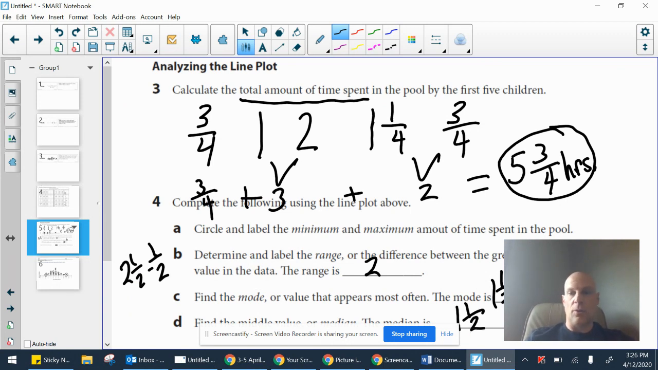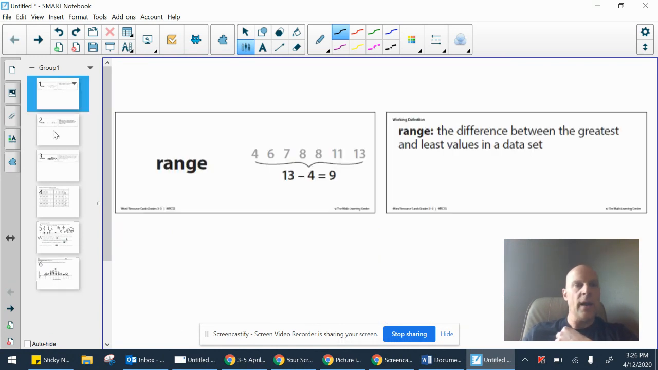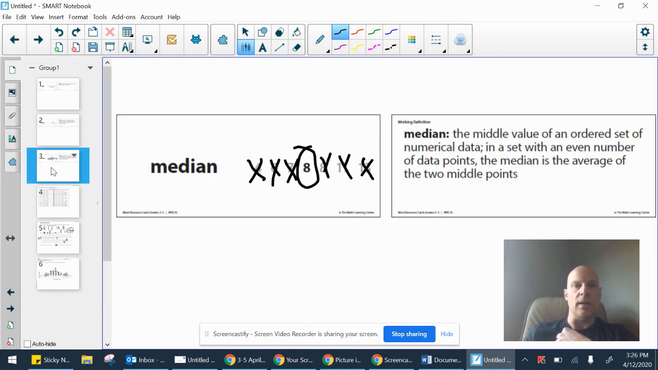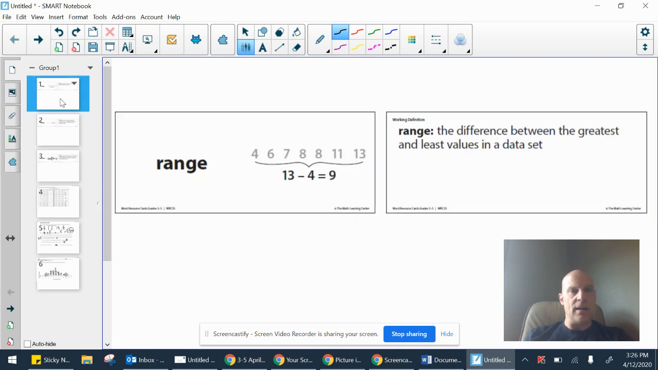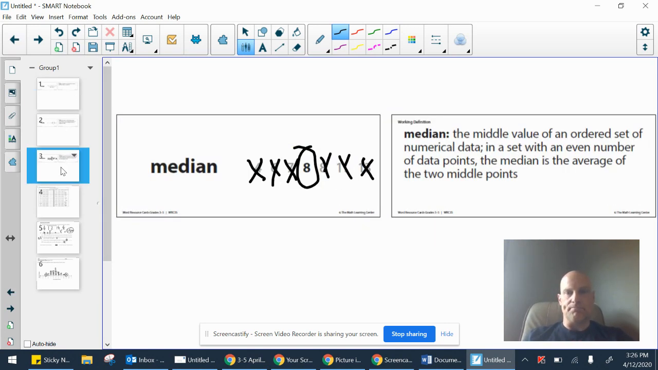Okay. So that is working with a data set and creating a line plot, and then working to find the range and the mode and the median. Remember, to be successful on this lesson, what you'll be doing is interpreting or analyzing that line plot and that set of data and analyzing it by finding range and mode and median.